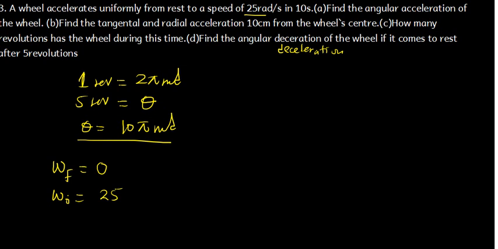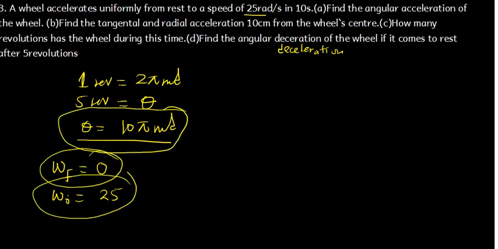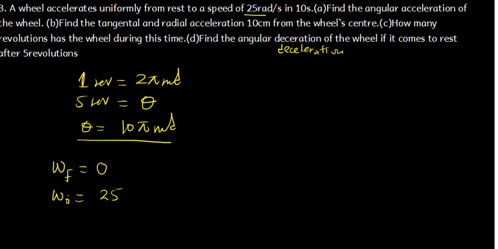Now we want to find the angular deceleration. How can we do this? Let's see what we have. We have the distance, the angular displacement, and the final and initial velocities. Now what equation of motion can we use? We know that acceleration is given by omega final minus omega initial divided by time, but we don't have the time, so we can't use this equation.